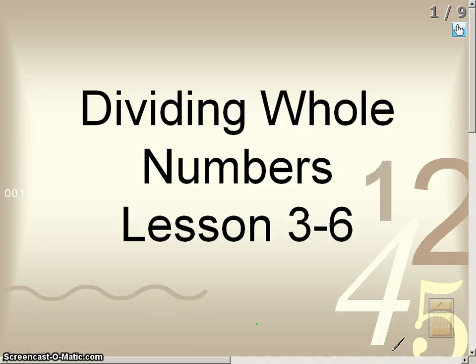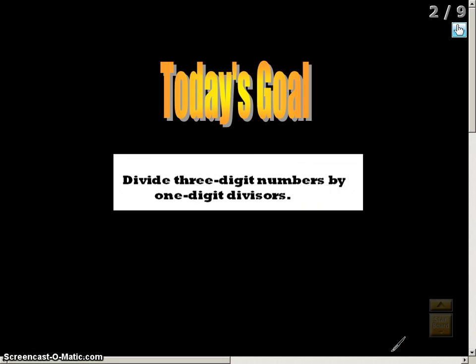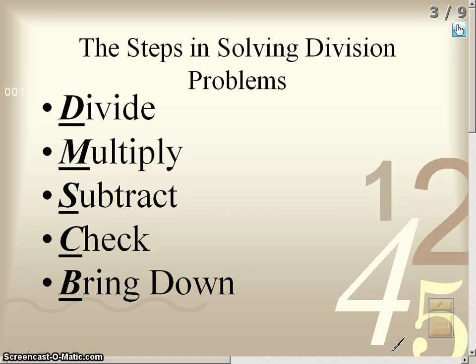This video was designed to show you some of the key concepts we went over in lessons 3-6 and 3-7 when we started looking at long division. The goals for these lessons were looking at 3-digit numbers and dividing them by 1-digit divisors. The key steps in solving a division problem are very simple, but you have to follow them.